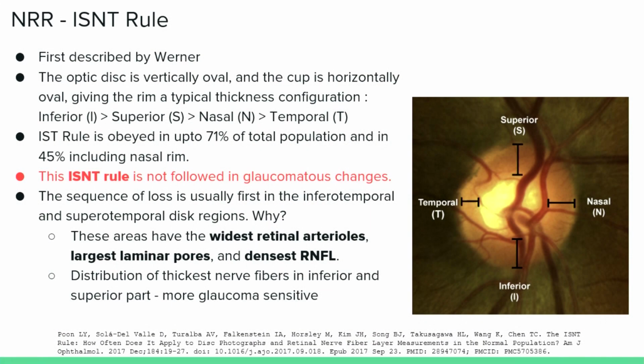That which comes to the poles are thicker. Okay, go on. The sequence of loss is usually first in the inferotemporal and the superior temporal region of the disc. Why is that? Because these areas have the widest retinal arterioles, largest laminar pores, and densest RNFL. Also, the distribution of thickest nerve fibers in the inferior and superior part are more glaucoma sensitive.